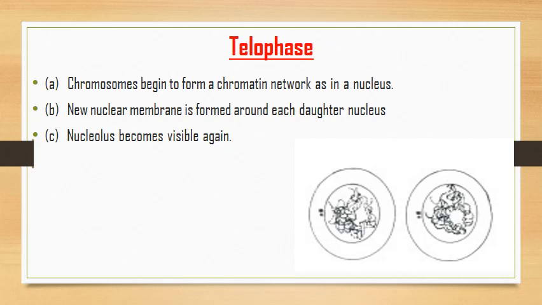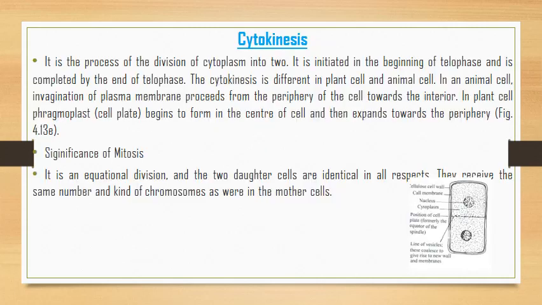Telophase: chromosomes begin to form a chromatin network as in a nucleus. Nuclear membrane is formed around each daughter nucleus. Nucleolus becomes visible again. Then cytokinesis, the process of the division of cytoplasm into two. It is initiated in the beginning of telophase and is completed by the end of telophase.